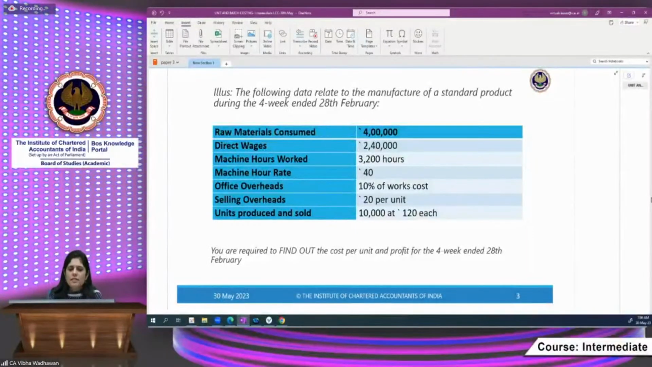You have the information: raw material consumed, direct wages, machine hours worked, machine hour rate, office overheads, selling overheads, units produced and sold. You have to find out the cost per unit. Clear?